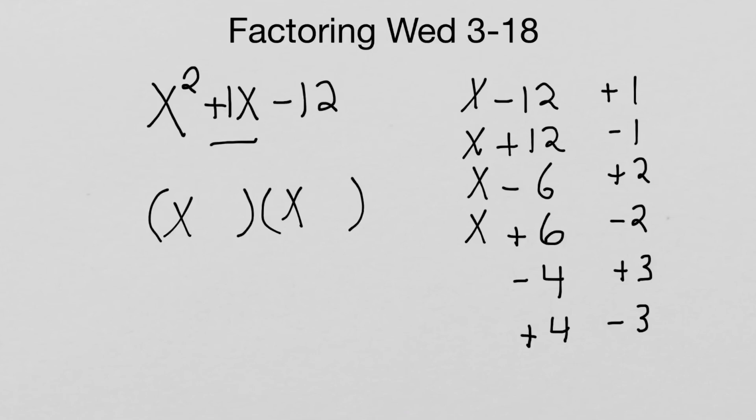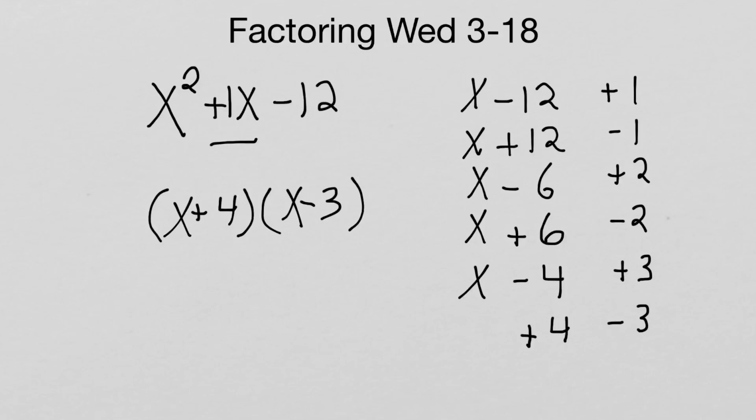Let's see. Negative 4 plus 3 is going to give me negative 1. Oops, it's not going to be that one. So we know it's going to be the last one, but let's check it. Positive 4 plus negative 3 is going to give me a positive 1, so we've got a winner. Bring these over. It's going to be plus 4 minus 3.